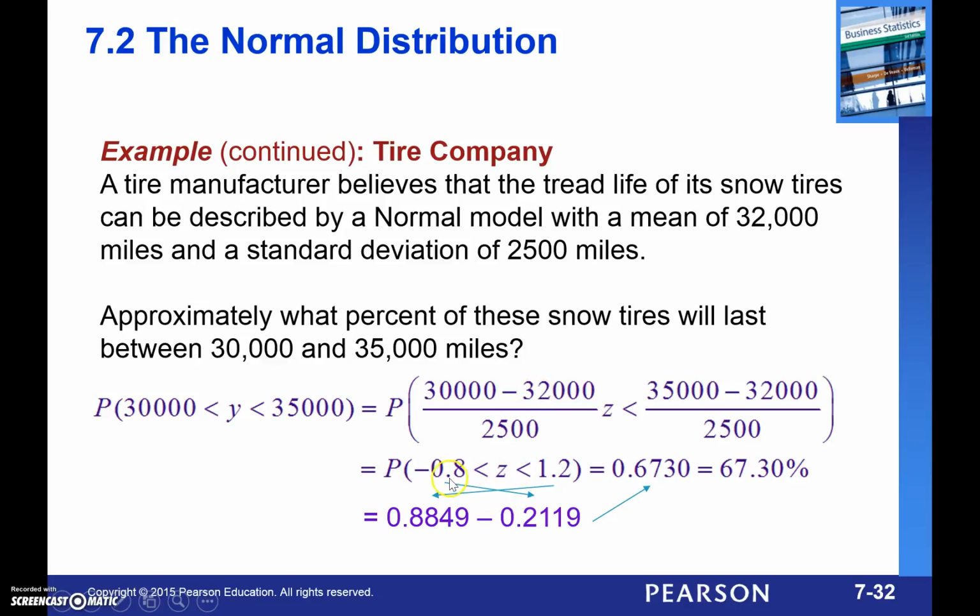And so I've kind of drawn it here. This minus 0.8 translates to 0.2119 from the chart. This 1.2 translates to 0.8849 from the chart. And again, like I said, if you mess up this subtraction order, it's not going to matter. You're still going to get 0.6730, except you might have a minus sign out here. You always just take the number. So we're going to have 0.6730, or there's a 67.30% chance that our snow tires will last between 30,000 and 35,000 miles.